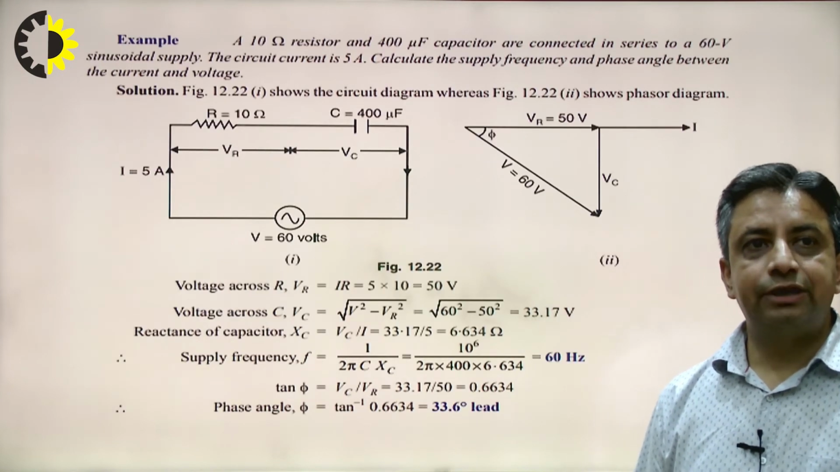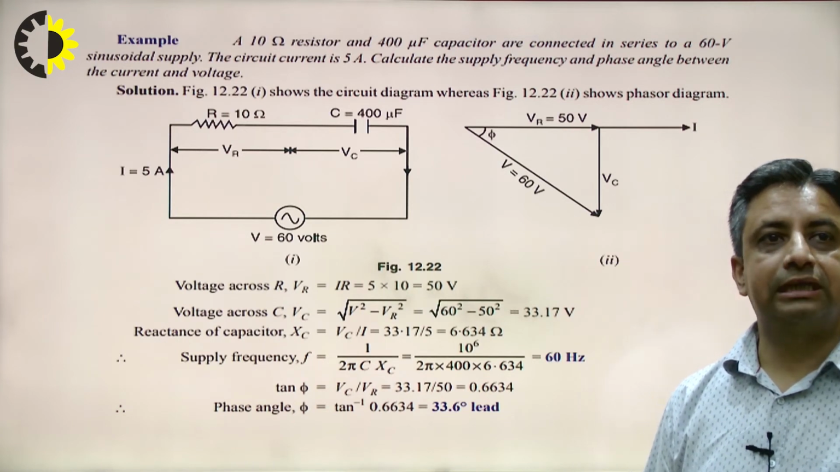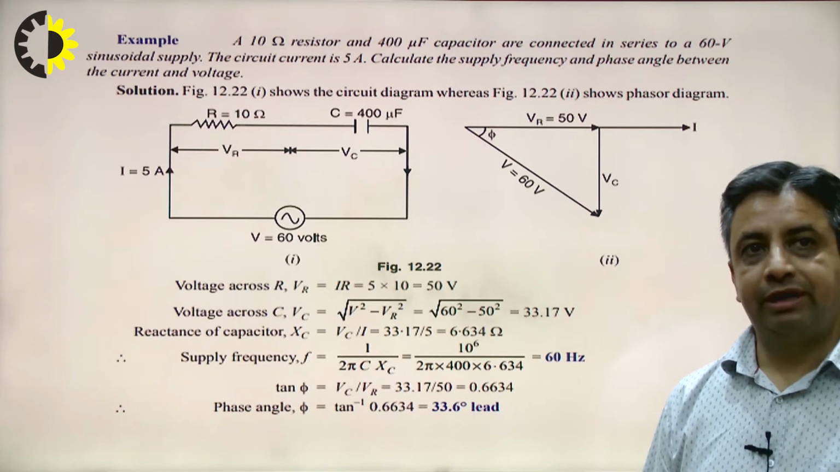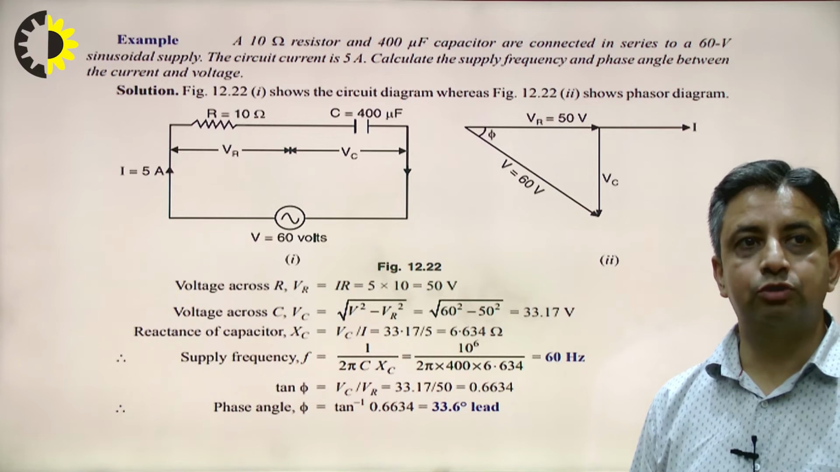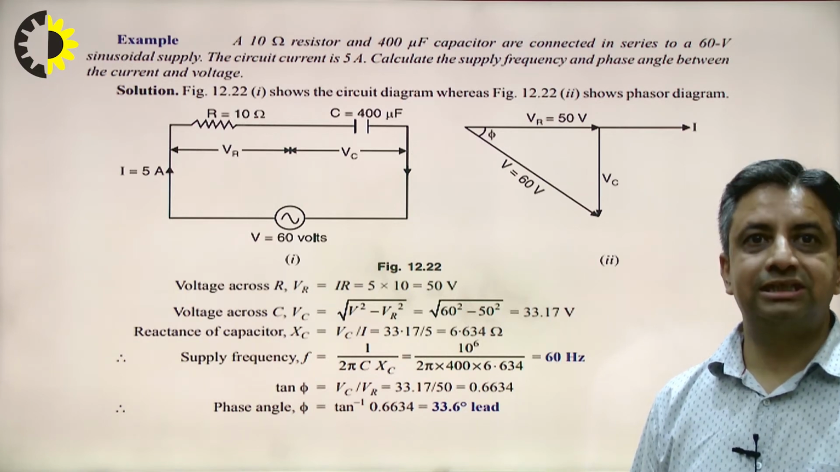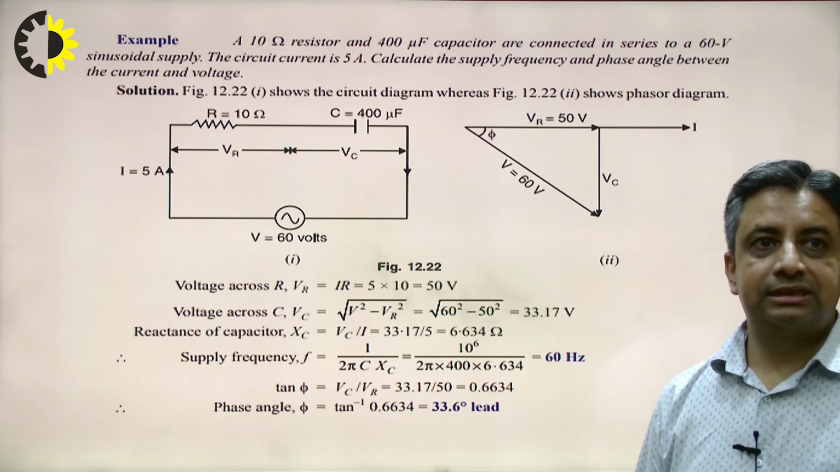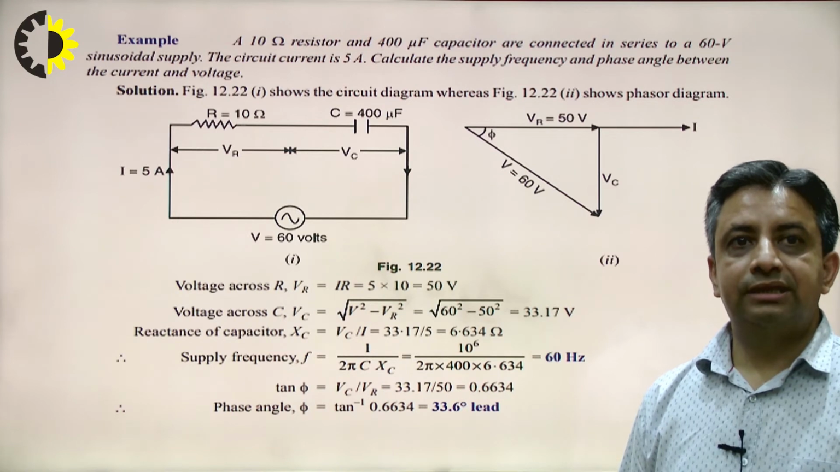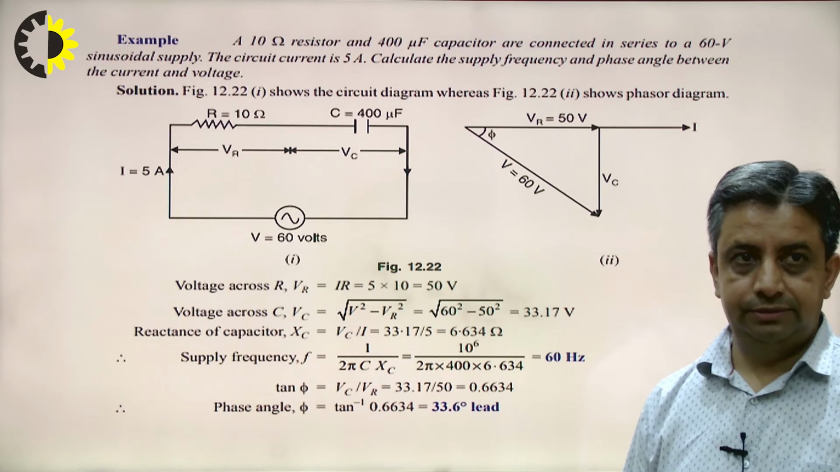Now let us try to solve one numerical related to this. The problem is: a 10 ohm resistor and a 400 microfarad capacitor are connected in series to a 60 volt sinusoidal supply. Now this 60 volt will always be the RMS value. The circuit current is 5 ampere. Calculate the supply frequency and the phase angle between the current and voltage.